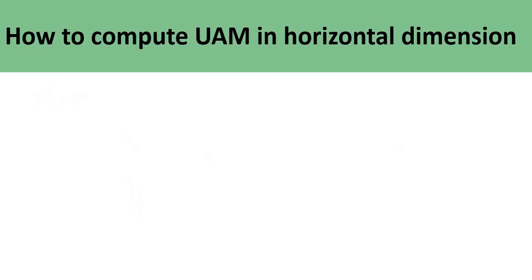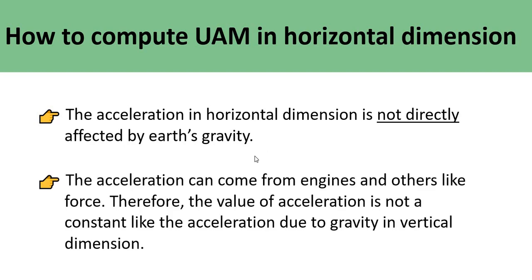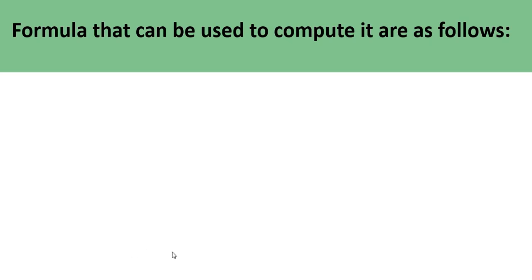How to compute UAM in horizontal dimension? It is important to remember that the acceleration in horizontal dimension is not directly affected by Earth's gravity. The acceleration can come from engines and other forces. Therefore, the value of acceleration is not constant, like the acceleration due to gravity in vertical dimension. In computing UAM, the following formulas can be used to compute the horizontal dimension.